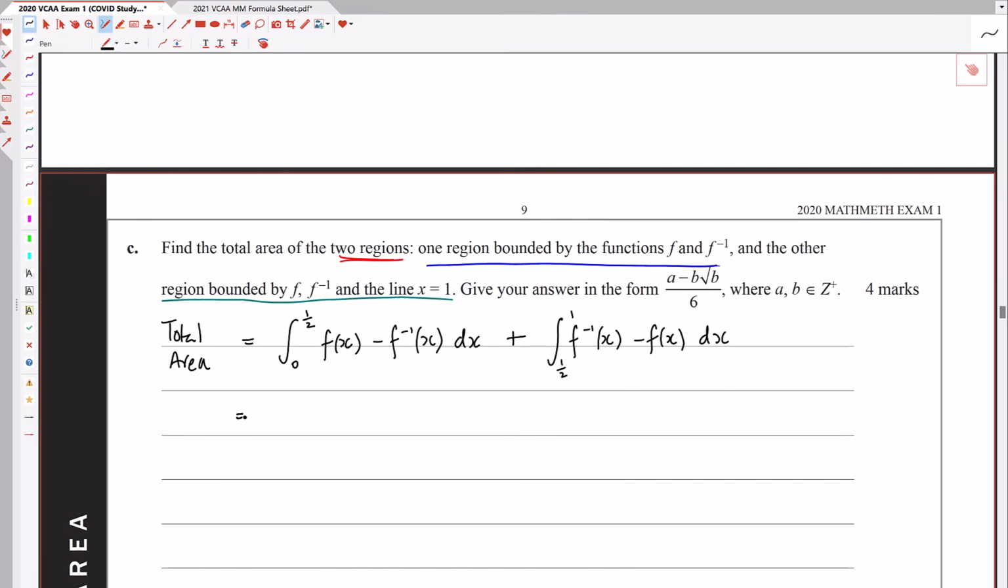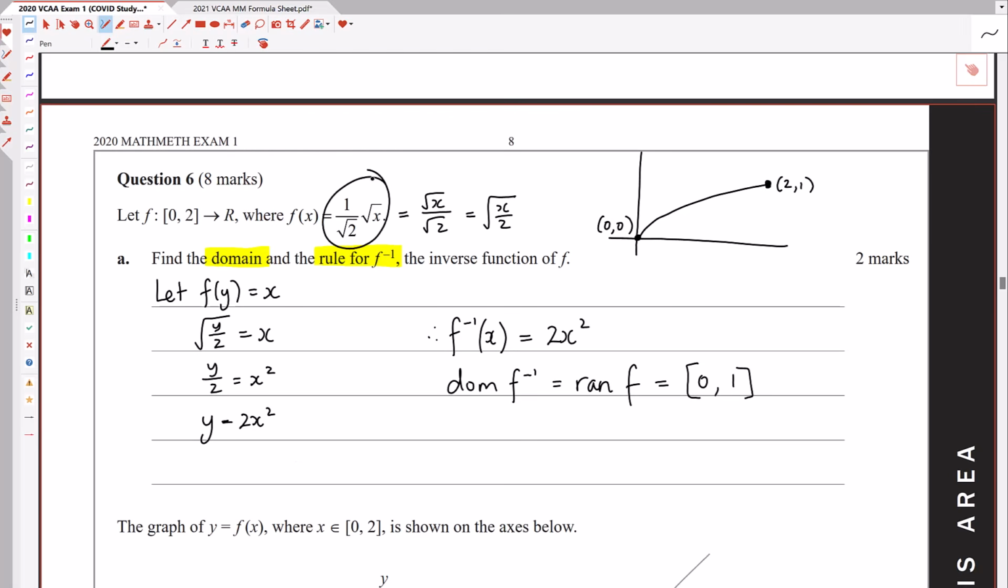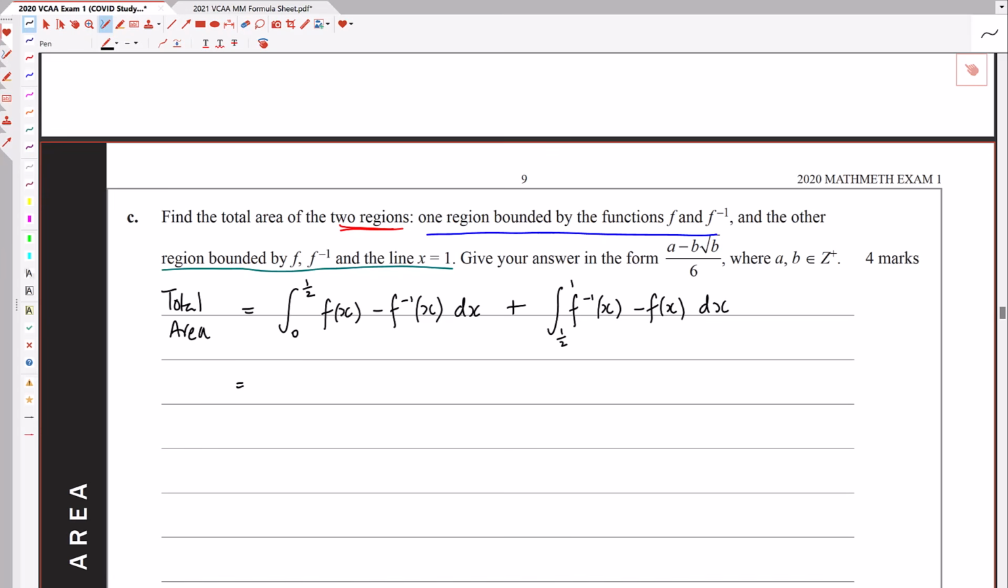Okay, so f of x, let's go back up to our original function. This is our f of x. We could use this version here, which we'll need to at some point write with the power of a half, so I'm going to write it like that, x on 2 to the power of a half, so we can integrate it. So it's going to be the integral from 0 to a half of x on 2 to the power of 1 half, minus the inverse, which was 2x squared, which is a bit nicer. And then we're integrating half to 1 of the inverse, which is 2x squared, minus the original.